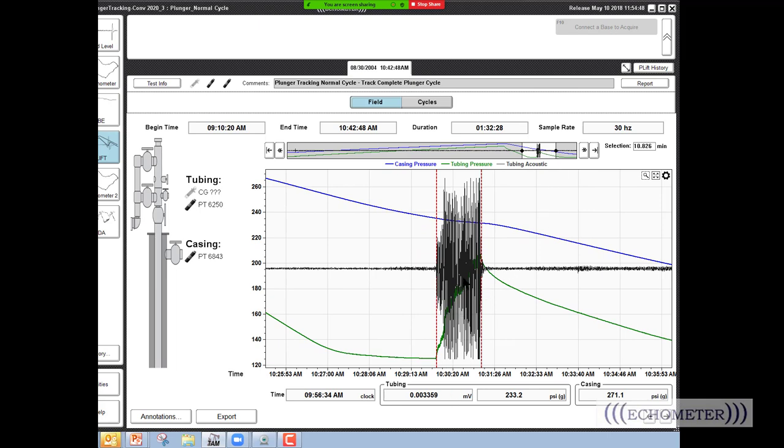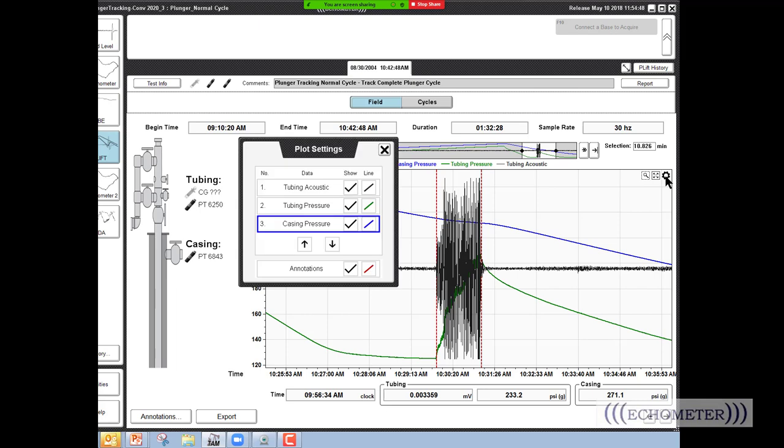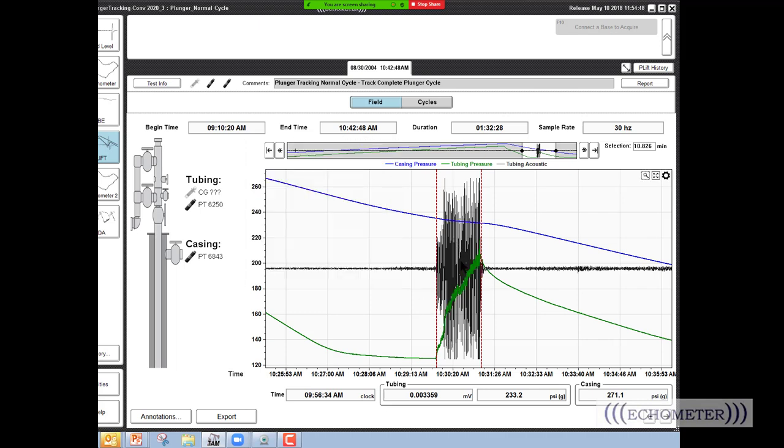Right now, all I can see is this black fuzz, the microphone signal, and it hides the tubing pressure in the background. An option to fix this is to go into the settings and move the tubing acoustic down, and that will make the tubing pressure be shown first on top, and then the acoustic behind it, so we can see that. There's a lot of flexibility in the way this is displayed, by looking at the settings.